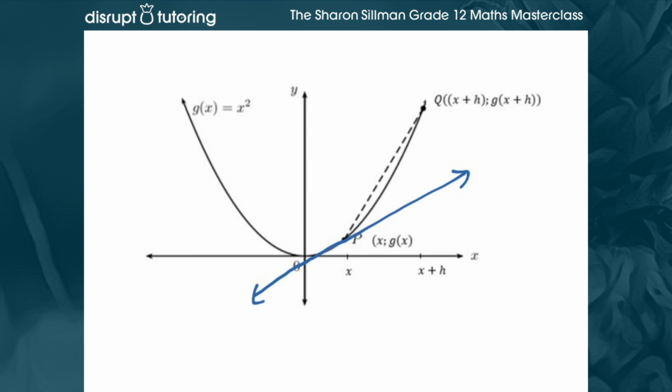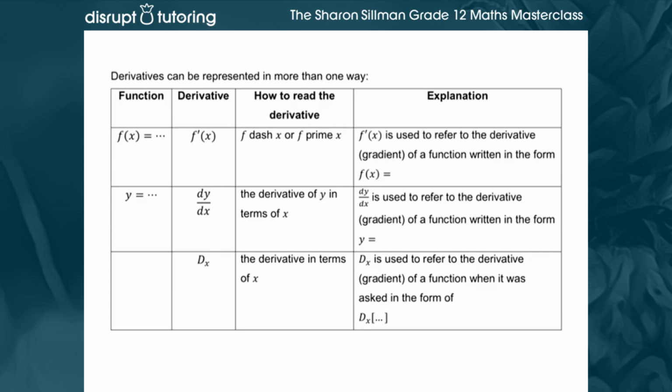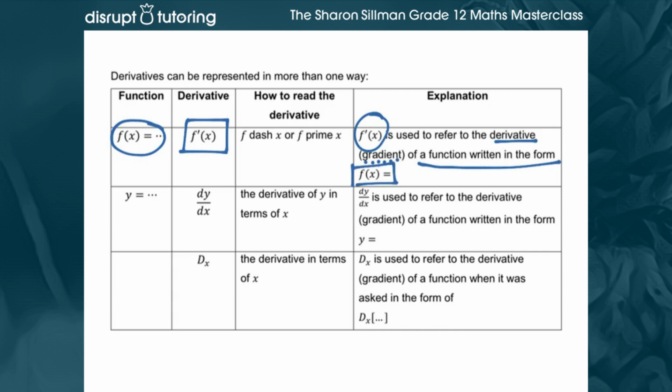So let's consider that word derivative. Derivatives can be represented in more than one way. If your function is in this format, f of x equals something, then this is how we will show that we are looking for the derivative, or speaking about the derivative. And you can say f dash x or f prime x. If you look at the explanation on the other side, basically this is what is used to refer to the derivative, which remember I mentioned to you was the gradient, of a function which has been written in this format. So that's the first one.